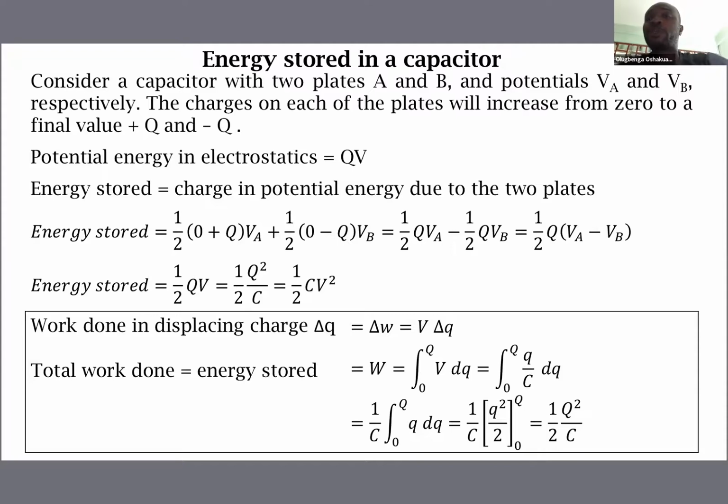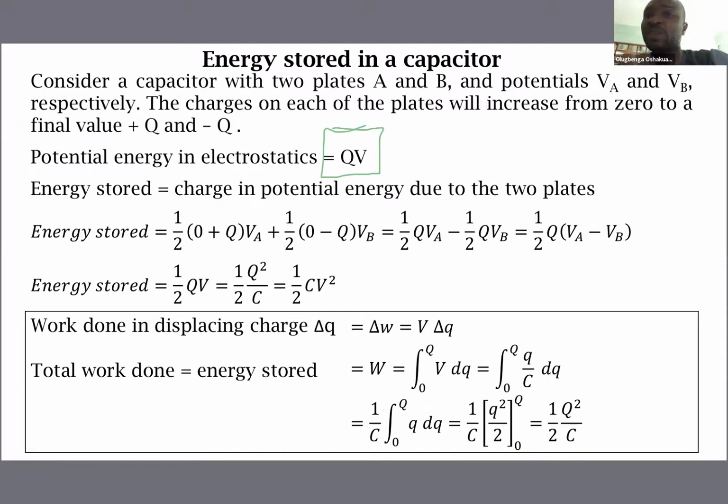So let's talk about, we've said capacitors store charges. So what is the amount of charges that they store? Let's consider a capacitor with two plates A and B, with potential difference VA and VB, and the charges on the plates plus Q and minus Q. The energy stored is given by QV.